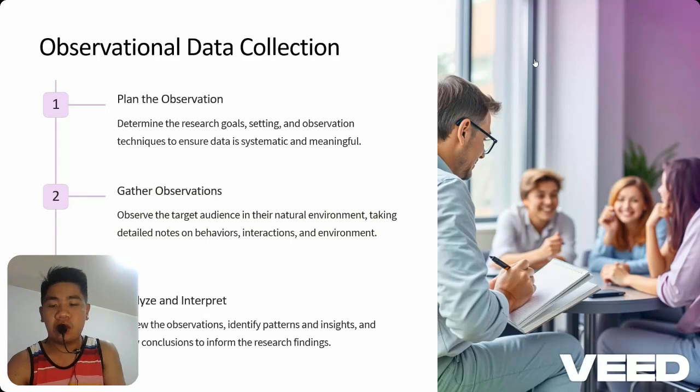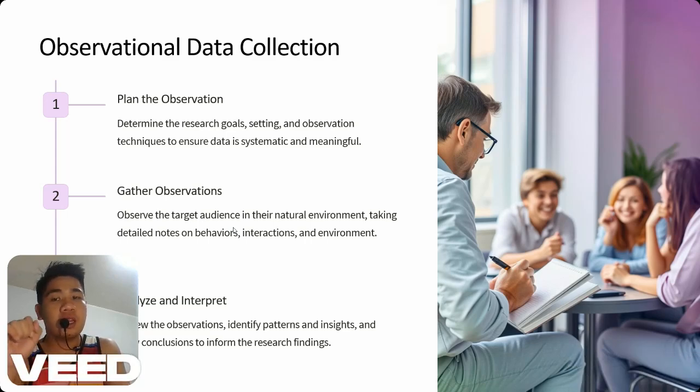Alright, so we have here observational data collection. First, we have plan the observation. Determine the research goal, setting, and observation techniques to ensure data is systematic and meaningful. Second one, gather observations. Observe the target audience in their natural environment, taking detailed notes on behaviors, interactions, and environment. And for the third one, we have analyze and interpret. Review the observations, identify patterns and insights, draw conclusions to inform the research findings.